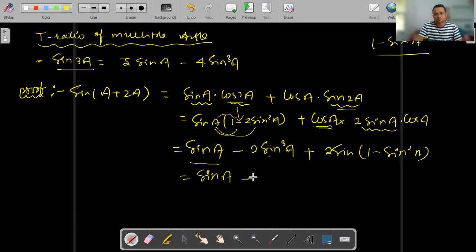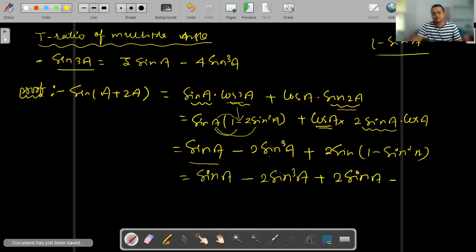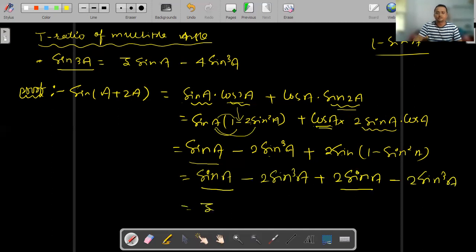Sine A minus sine cube A. Just multiply here: 2 sine A minus 2 sine cube A, and plus, minus 2 sine cube A. Okay, so here it is very simple. Sine A plus 2 sine A, what can we write? Definitely we can write 3 sine A. And 2 sine cube A plus 2 sine cube A, what can we write? 4 sine cube A. So this is the formula of sine 3A.